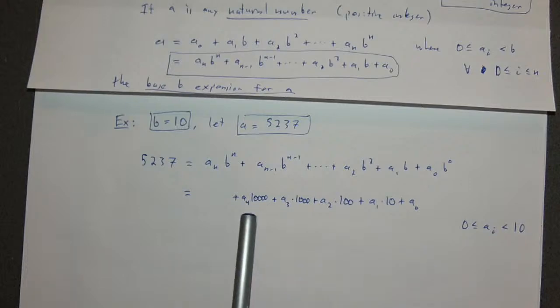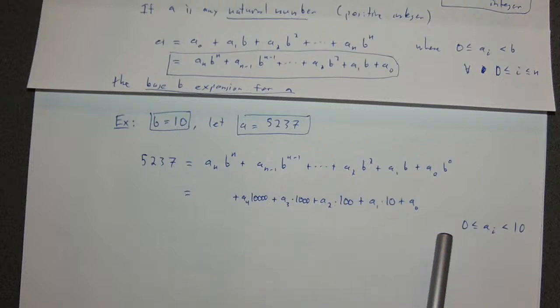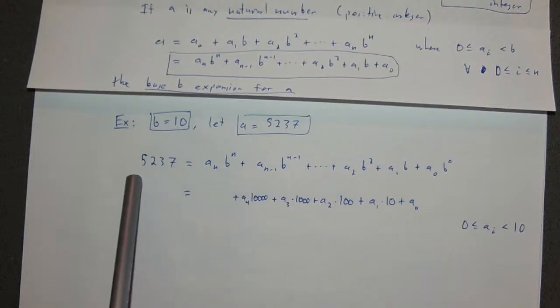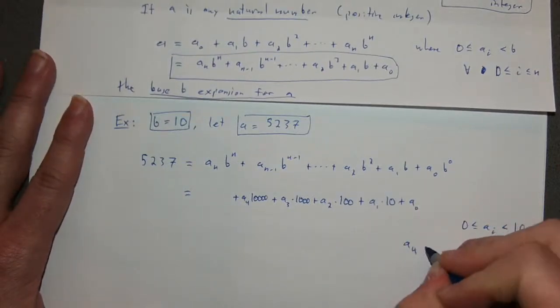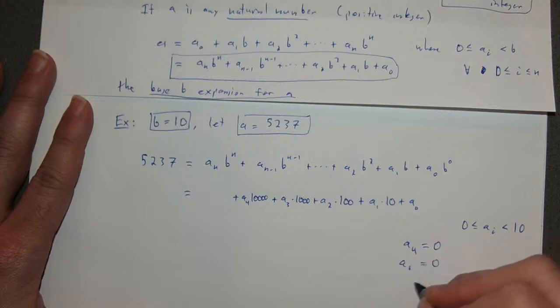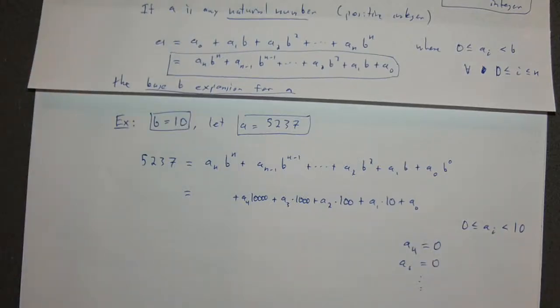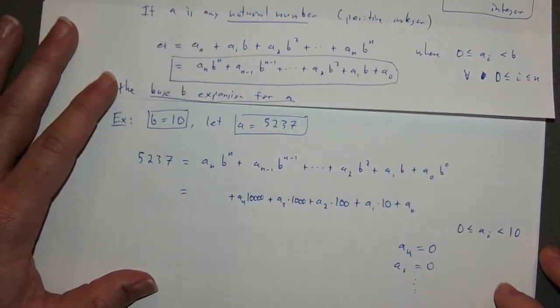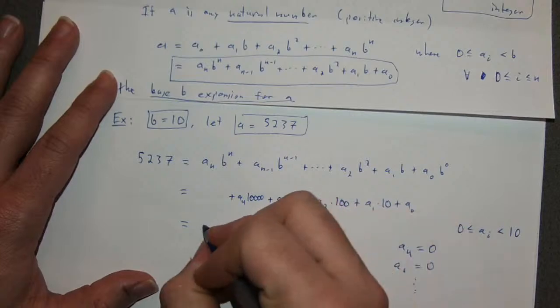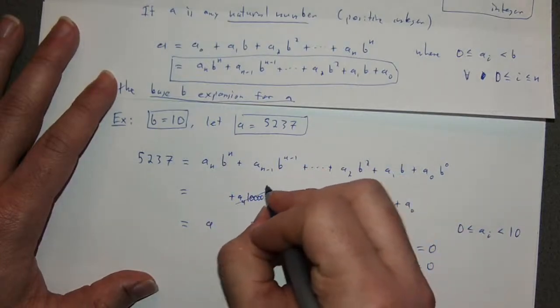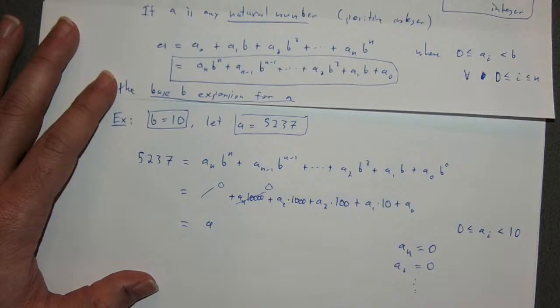Okay. So then if this were 1, this would be 10,000 plus some stuff. It clearly can't be 1 because 5,237 is less than 10,000. So a sub 4 has to be 0. In fact, a sub 5 has to be 0, and in a sub 4 and larger subscripts, they all have to be 0. And so only a sub 3, a sub 2, a sub 1, and a sub 0 could be anything other than 0. And so what this looks like is, so that's 0. And all the bigger terms would be 0 here too.